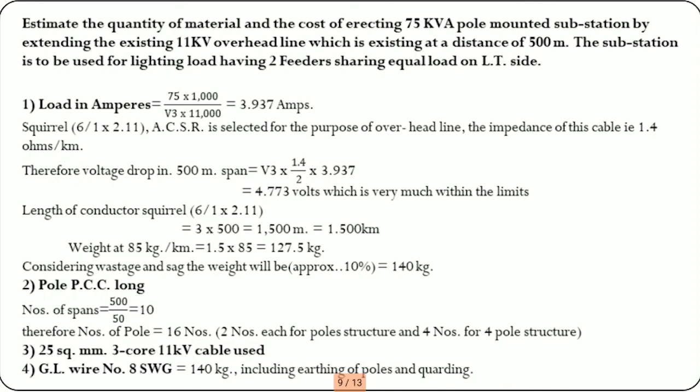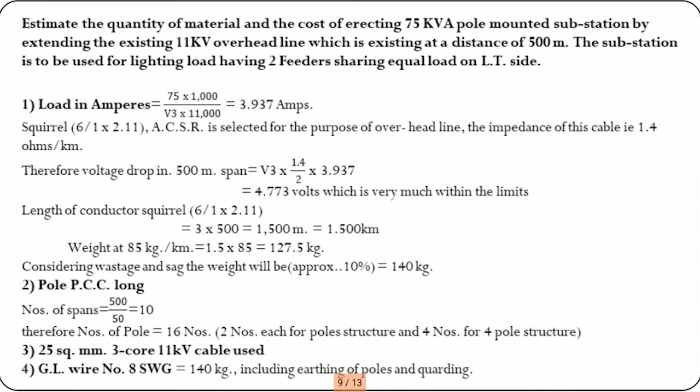Then the length of the conductor, squirrel 6/1 into 2.11 size. It is 3 into 500 because of the 3-phase line, so that's why we want 3 conductors. 3 into 500, that means 1500 meters is there. So 1.5 kilometer is the conversion of meter to kilometer.